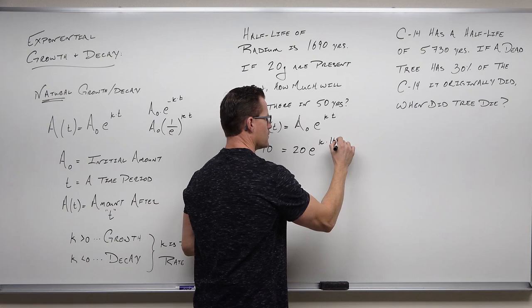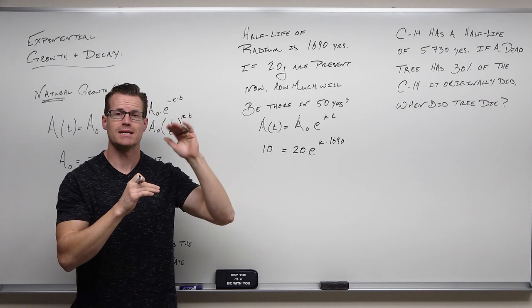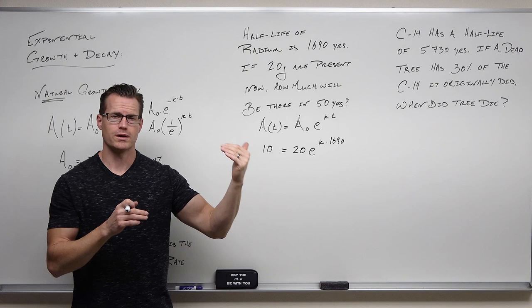And we're still solving for k. Notice I could give you the rate of decrease. You'd say, hey, the rate of decrease is whatever percentage. That'd be negative. So let's say negative 15%. That'd be negative 0.15 as your k. Or if we say decrease 15%, negative 0.15 for your k.